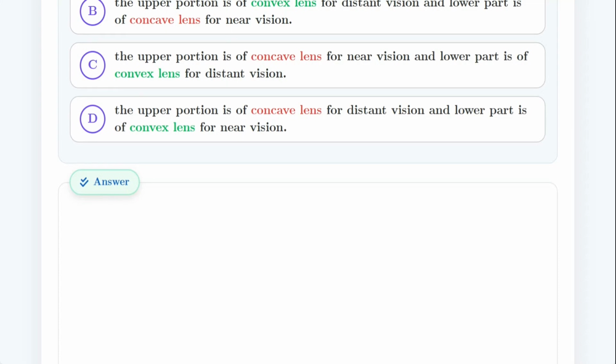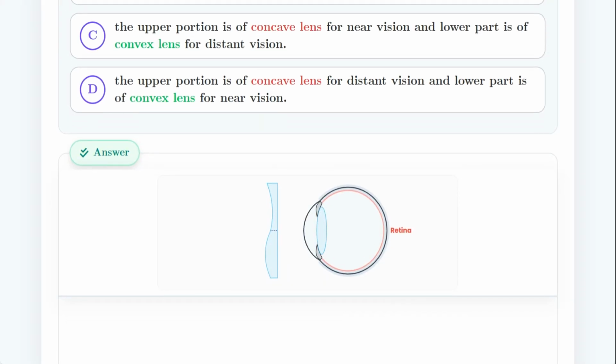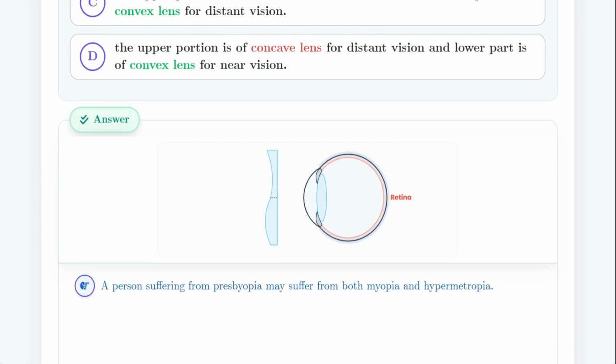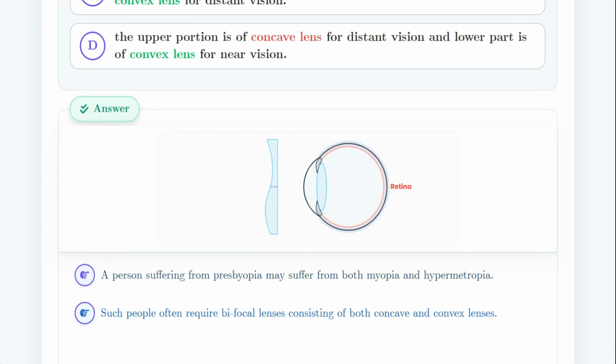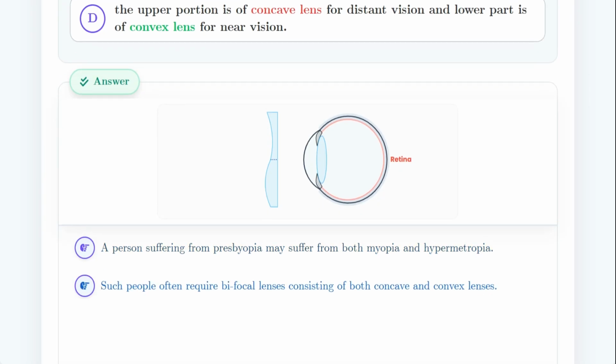Let's analyze the construction of a bifocal lens to find the answer. Let's look at how presbyopia affects the eye and how we correct it. A person suffering from presbyopia may suffer from both myopia and hypermetropia simultaneously. Such people often require bifocal lenses, consisting of both concave and convex lenses.